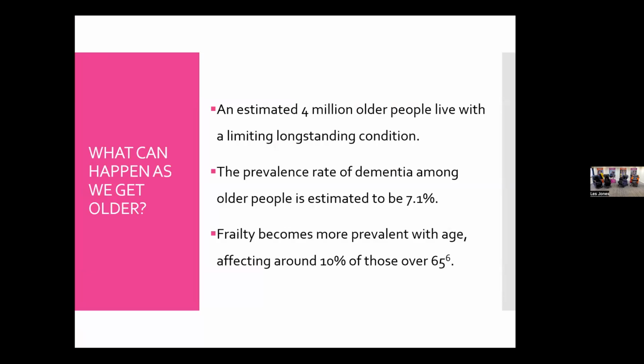Now, inevitably, with age comes an increased risk of illness and disability. There's an estimated 4 million older people in the UK who live with a limiting long-standing condition, so those chronic conditions, which equates to over 40% of people aged 65 and over. The prevalence rate of dementia among older people is estimated to be around 7%. Frailty becomes more prevalent with age too, and affects around 10% of those aged 65. And when we then work with individuals aged over 90, it's around 65% who would present with frailty.